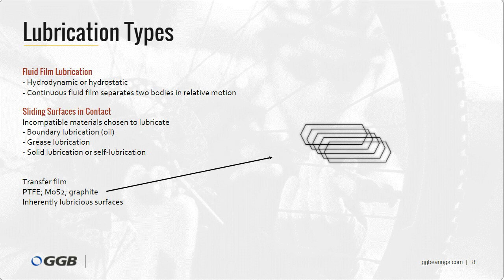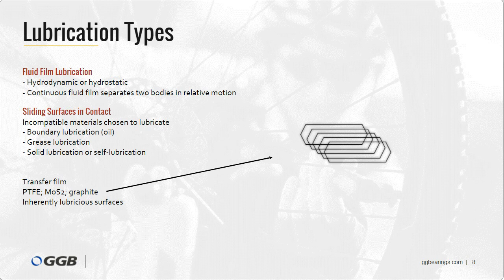Well, you can have boundary lubrication with oil. That is when you have oil in the system, but you have contact between the surfaces. You could have grease lubrication, or you can have solid lubrication. Now, you can also have transfer films, which form through sliding lubrication, and we're not going to spend a lot of time on that here.